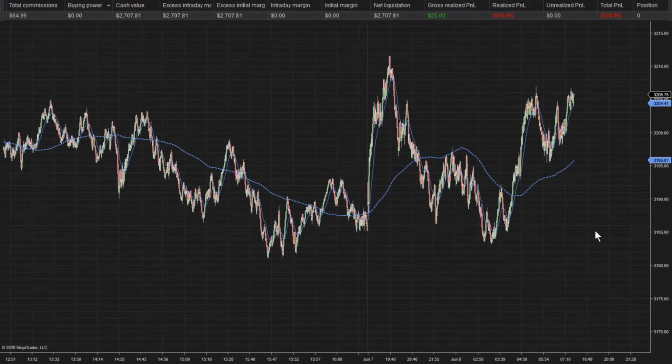Hi Pat fam, this is Bye Bye Money, and this is the third day journaling my attempt to double my account in the MES. Yeah, I've been absent a couple days.